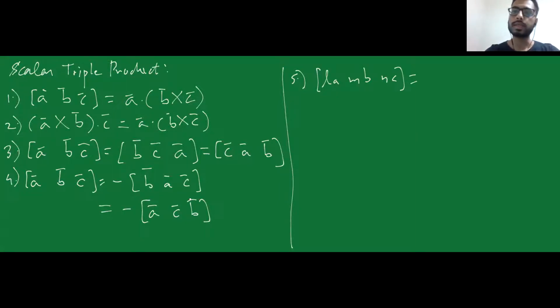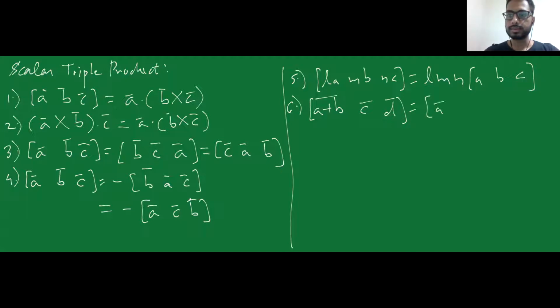Suppose there is LA, MB, NC. I can take L common out from each row or from each column. Similarly, I can take common M and N, and in the bracket I'll have A, B, and C. I can also write this term: suppose there is a vector A plus B, C, and D. This can be written as A, C, D in addition with B, C, and D.